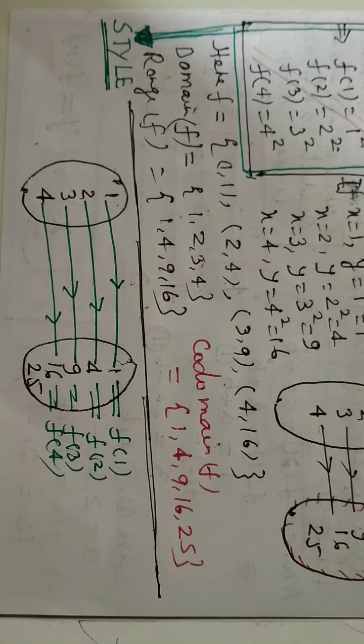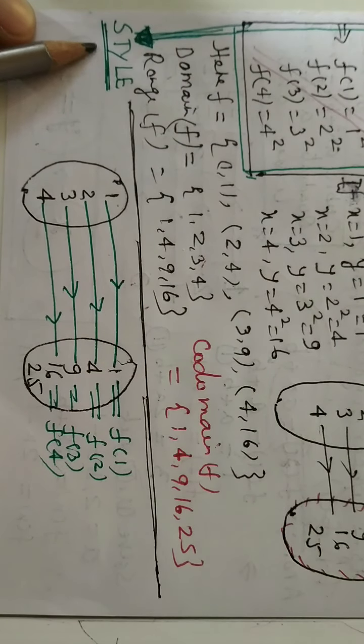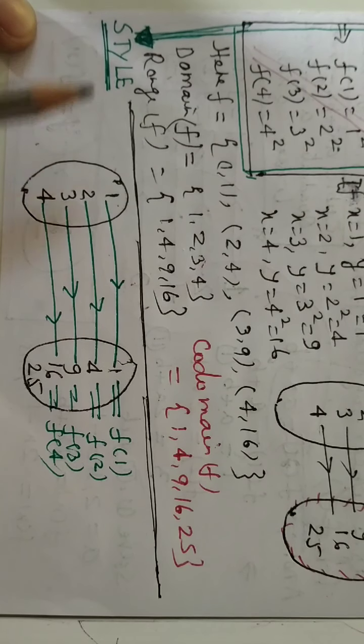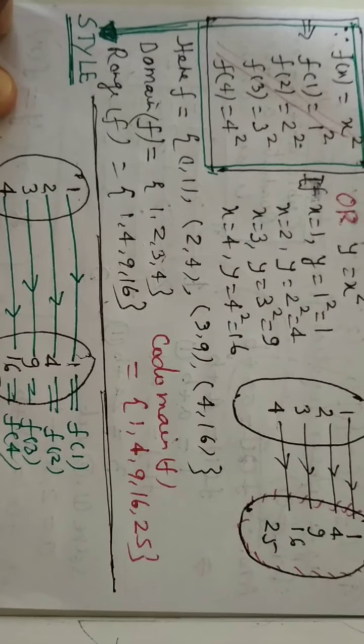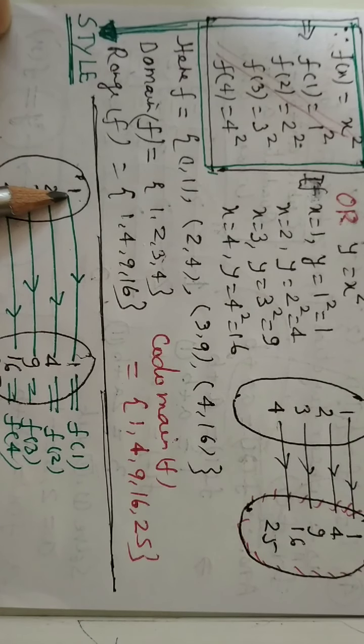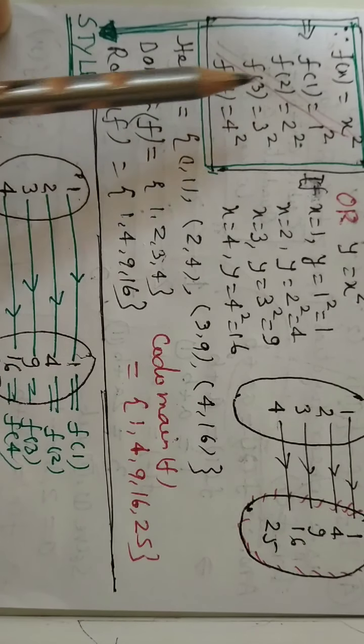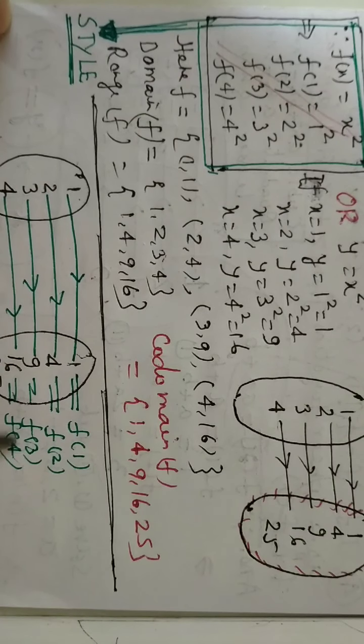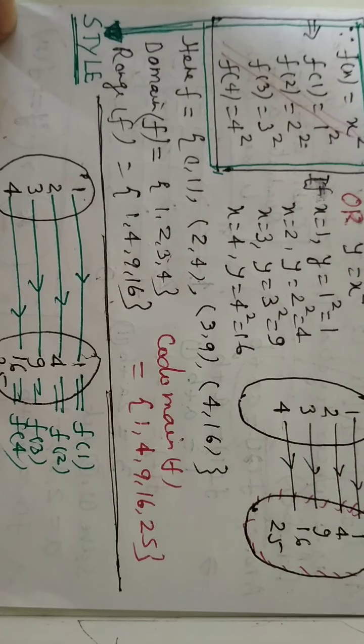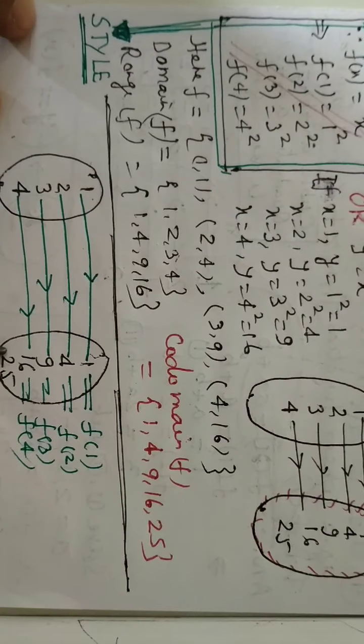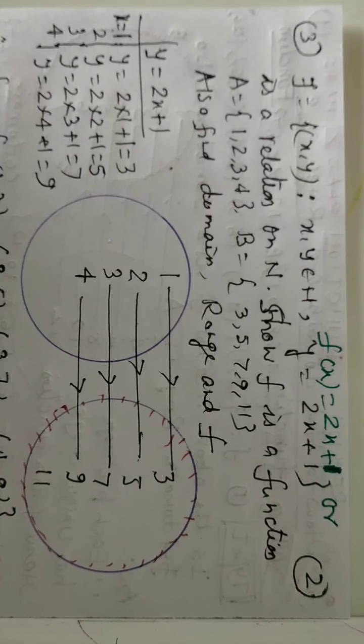Now, this is very urgent. In the above question, 1 goes to 1, it's okay, but 1 becomes f(1), 2 becomes f(2), 3 becomes f(3) and 4 becomes f(4). And what is the value of f(1)? 1. What is f(2)? 4, f(3) is 9, f(4) is 16. This is one more style. It will be helpful in future.